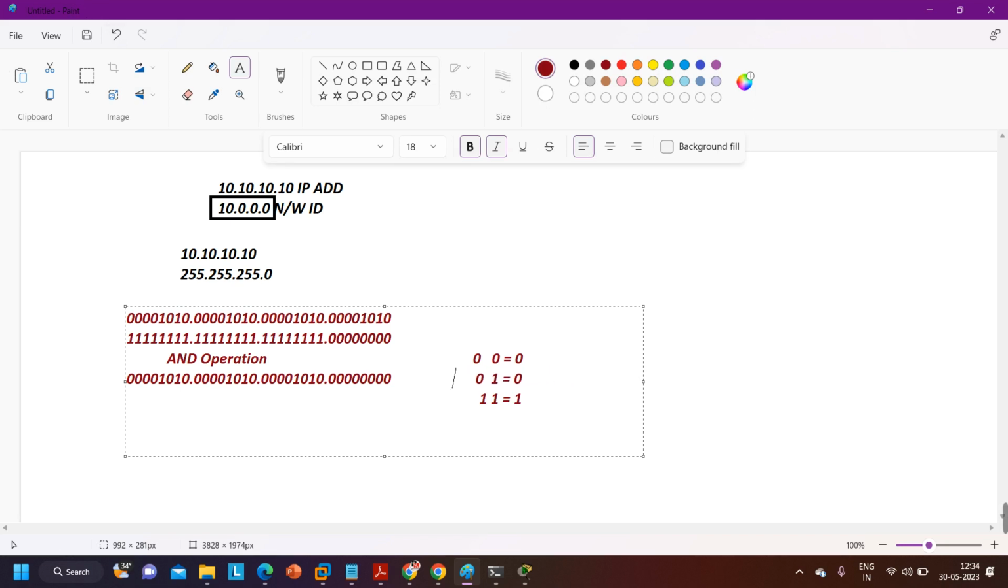Now you need to convert it into decimal again. Convert it into decimal. So you will convert it into decimal, then what value will you get? 10 over here, 10, 0 over here, 0 over here. So this is your binary. Sorry, this is your network ID. Getting my point of how we are calculating the network?